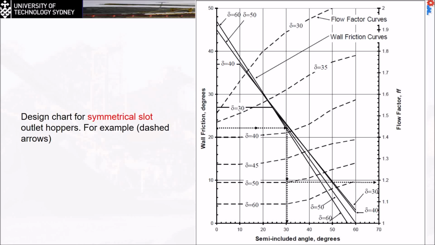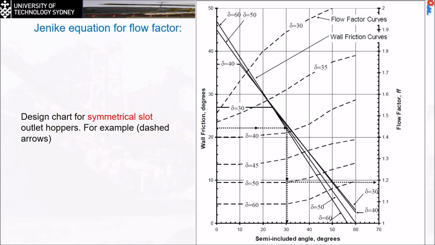So once again, we said for the Jenike equation of the flow, the value of the FF is equal to sigma 1 divided by sigma A. If I find the value of the FF from this chart, I will be able to calculate the critical value of the stress to make the flow happen through the minimum diameter.